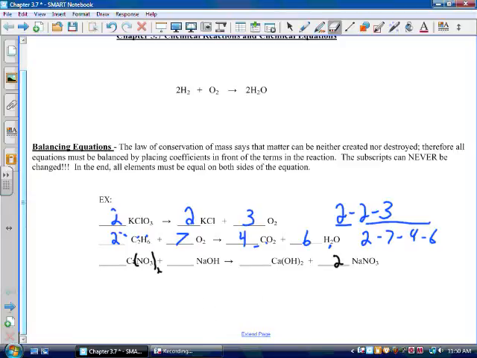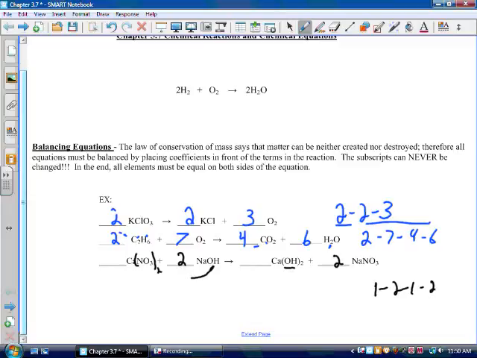Sodium, I have 1 here. I have 2 here now, so I can come back to this side and put a 2. Hydroxides, I now have 2 times 1, which is 2, and over here I have hydroxide in parentheses 2 outside, so I have 2. So my numbers are 1, 2, 1, 2.